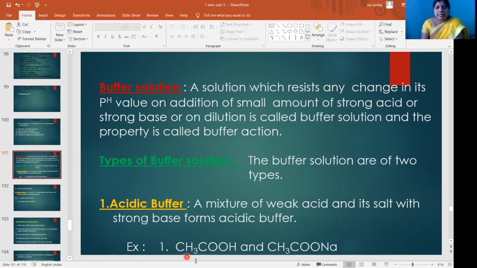For example, acetic acid, CH3COOH, is a weak acid. How do we get its salt? CH3COOH plus strong base NaOH. When CH3COOH combines with NaOH, you will get CH3COONa. So the combination of CH3COOH and CH3COONa is called acidic buffer. A mixture of weak acid and its salt with strong base forms acidic buffer.